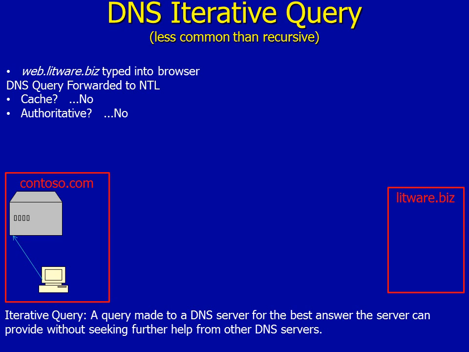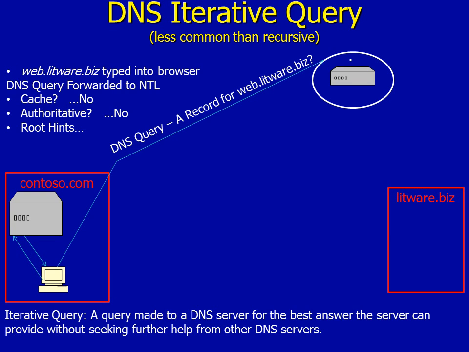Is it in the cache? No. Is it authoritative? No. Forwarding is not activated on this particular server, so it cannot provide any response other than a referral response using its root hints. So those root hints go back and give it an IP address for the root server, the dot server. Then the query is sent to that.